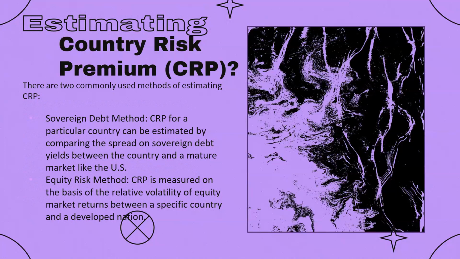Next, we have the equity risk method. CRP is measured on the basis of the relative volatility of the equity market returns between a specific country and a developed nation. So basically, class, when we're talking of country risk premium, obviously our comparison will always be the developed nation, and that's why CRP in a developing country is way higher compared to the developed nation, no? For obvious reasons, kasi nga naman mas set up na sila.